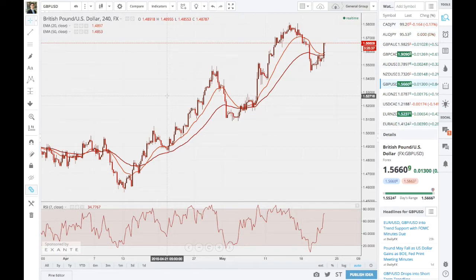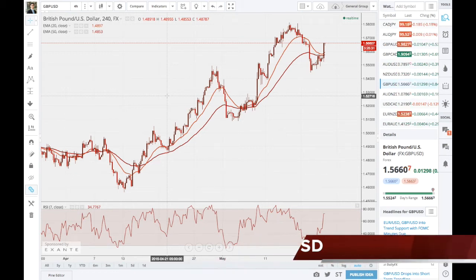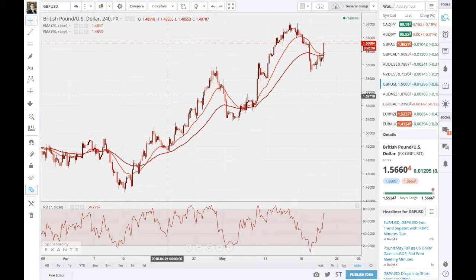The first pair that I want to share with you is actually the pound dollar. This setup has already taken place, but what I want to show you is the concepts and the methodology behind this setup. So what we'll be going through here is really structure trading.